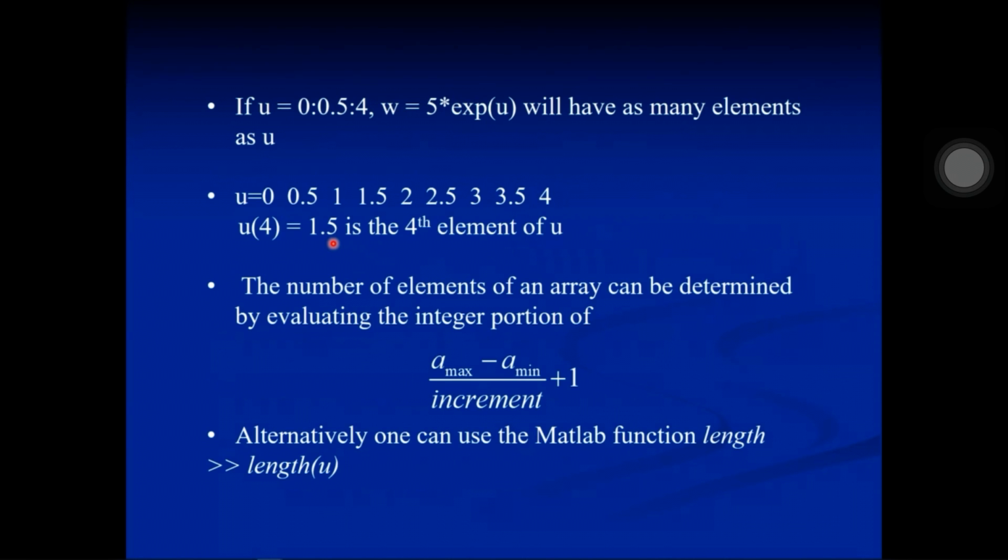And of course, if I want the fifth element, U(5), that'll be 2, right? That's the next one. And of course, in many cases, when you write a program, you want to point to, let's say, what's the salary of the fifth employee, right? What's the price of the second merchandise or something, right?